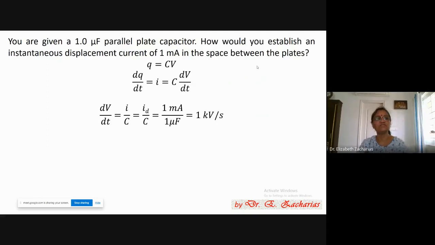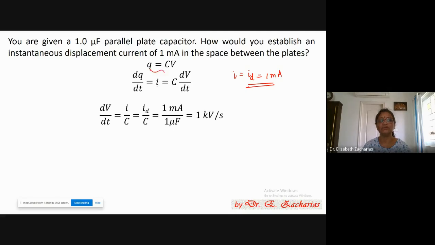Now let me quickly take you through two problems. You are given a 1 microfarad parallel plate capacitor. How would you establish an instantaneous displacement current of 1 milliampere between the plates? You have to remember that I equals I_D equals 1 milliampere, and dq/dt is I.